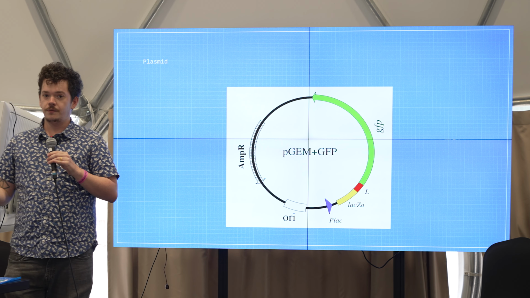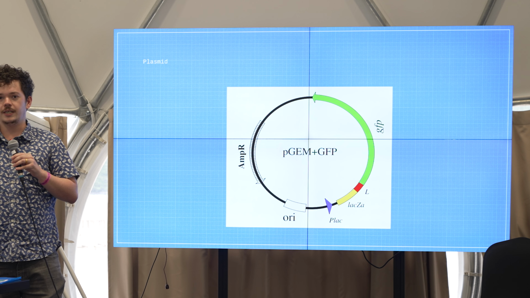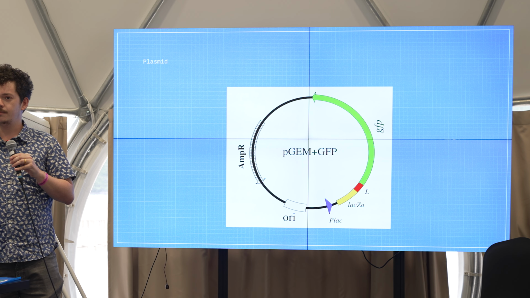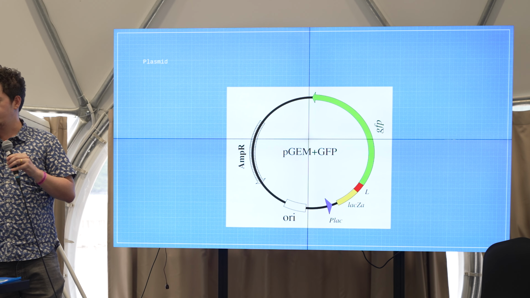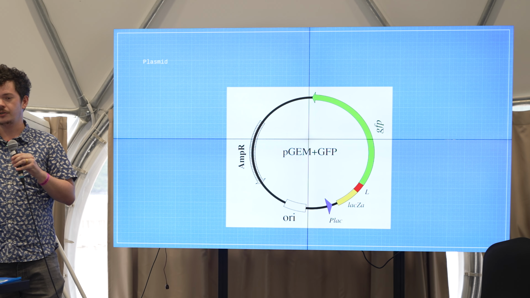Most of these we put into bacteria. It's real easy. You heat them up, add a little bit of salt, heat them up again, shrink them again, add the DNA, and so on, in what's called heat shock. This is typically done in E. coli just because it's easy to grow.